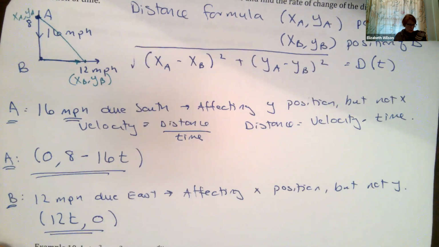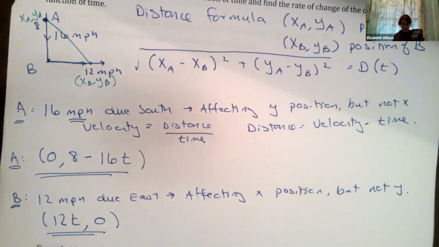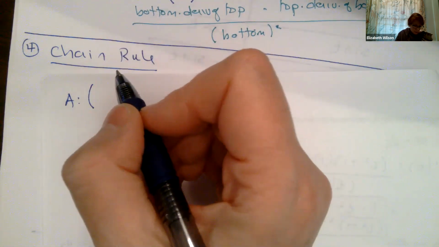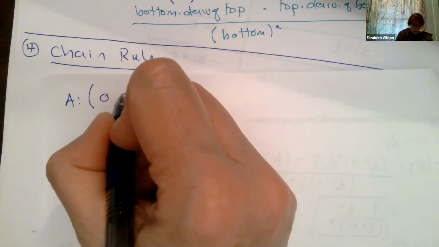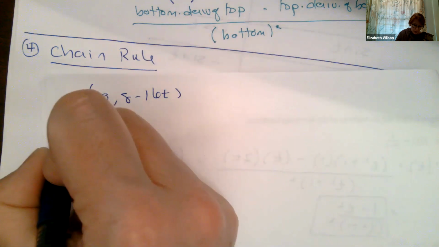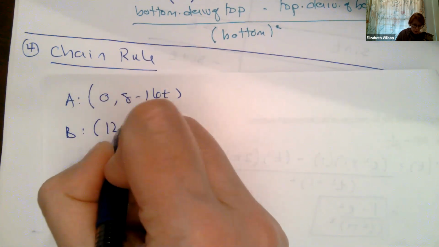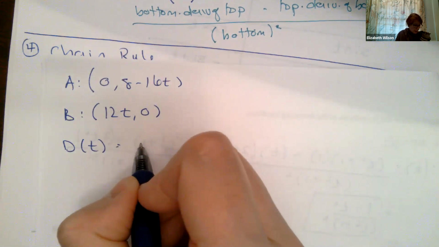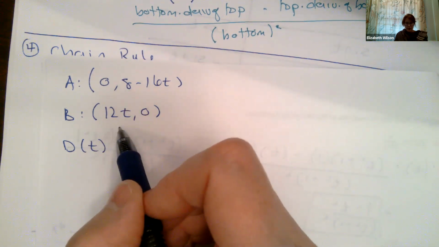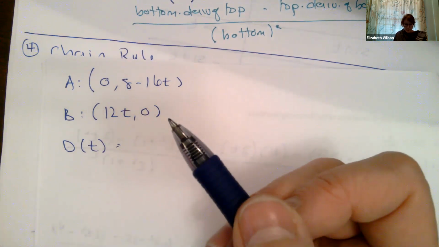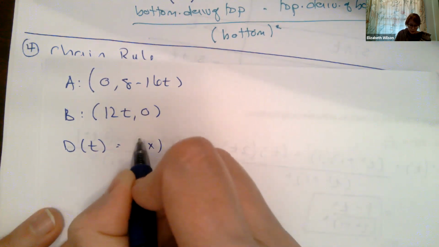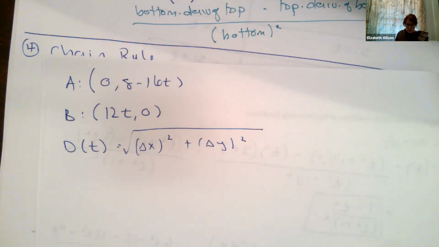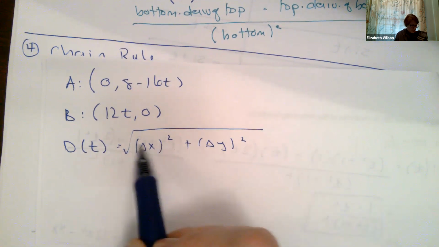Okay, so now I want to be able to put those together. Okay, so let's write that down again. So I'm going to say A. We said A was 0 and 8 minus 16t. And then B is 12t and 0. So now I need to do my distance formula. Remember how we did our distance formula before, where I'm going to go x sub A, or x sub B minus x sub A. It doesn't matter because I'm going to square them, right? So this is going to be delta x squared plus delta y squared, square rooted. Okay, so a change in our x and our change in our y, and it's going to give us our distance as a function of time.